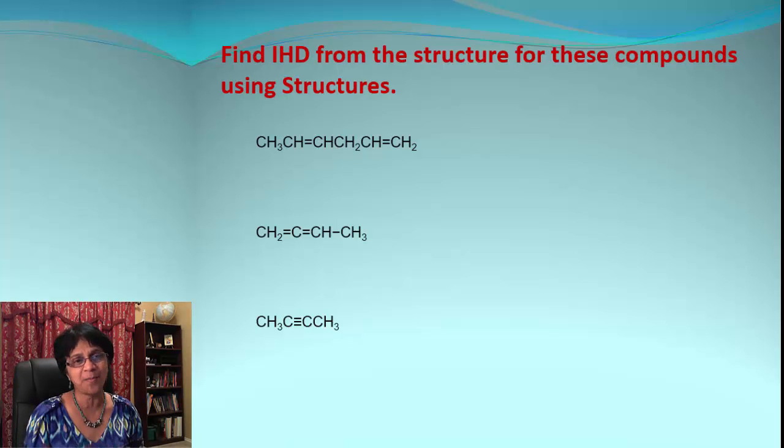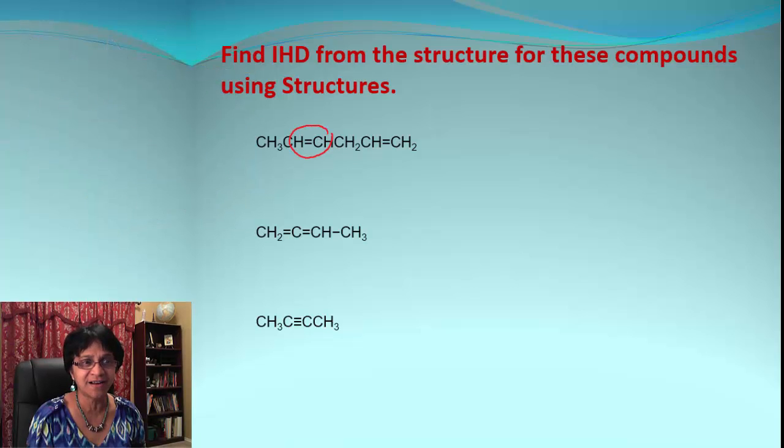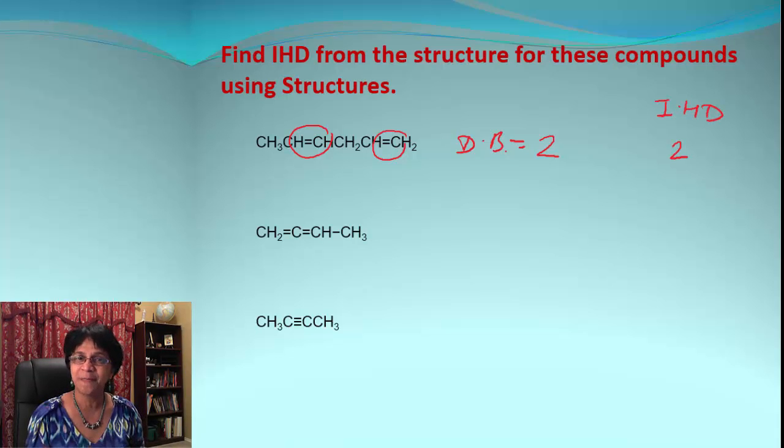In this first example, instead of using the big long formula, I'm going to use the number of rings and the number of multiple bonds. I don't see any rings in this structure, but I clearly see there are 2 double bonds. Each double bond counts for 1 degree of unsaturation. So we got a degree of unsaturation of 2, and that's all we got here. So IHD will be equal to 2.